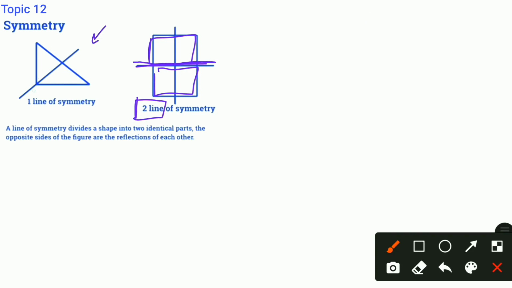In a triangle, there's one line of symmetry, because there's no other way to pass the line to make sure that there is a reflection of two identical parts. So there's one line of symmetry, and after passing through here, you can see that these two parts are identical and a reflection of each other.